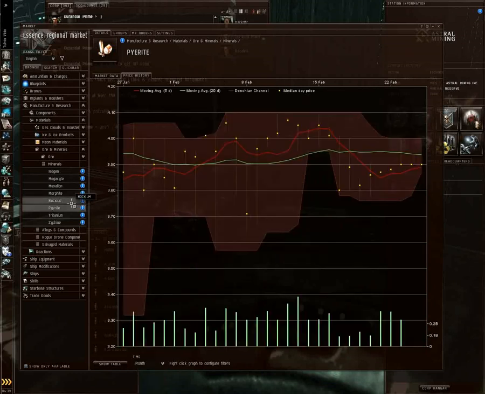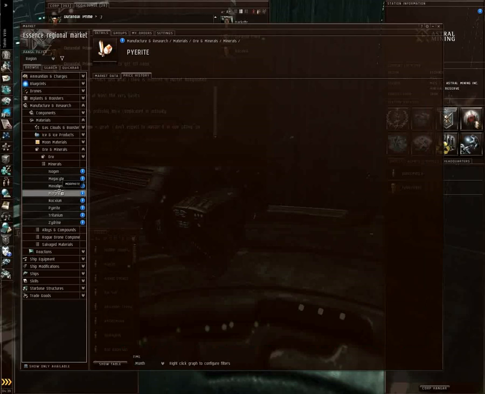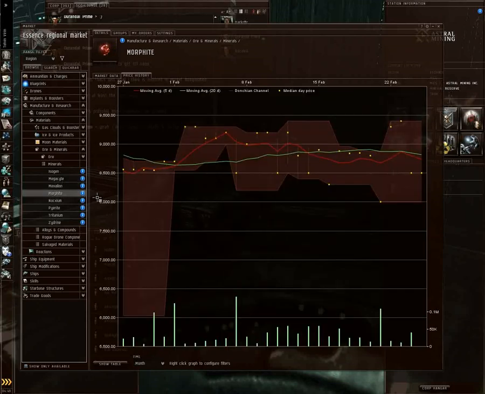Let's look at something a bit more expensive. Let's look at Morphite, that little rare goodie. See, it's a really narrow band on the dungeon, so there is money to be made, but it's not a lot, and the volumes aren't that impressive. So this is not, at least not my favorite market.